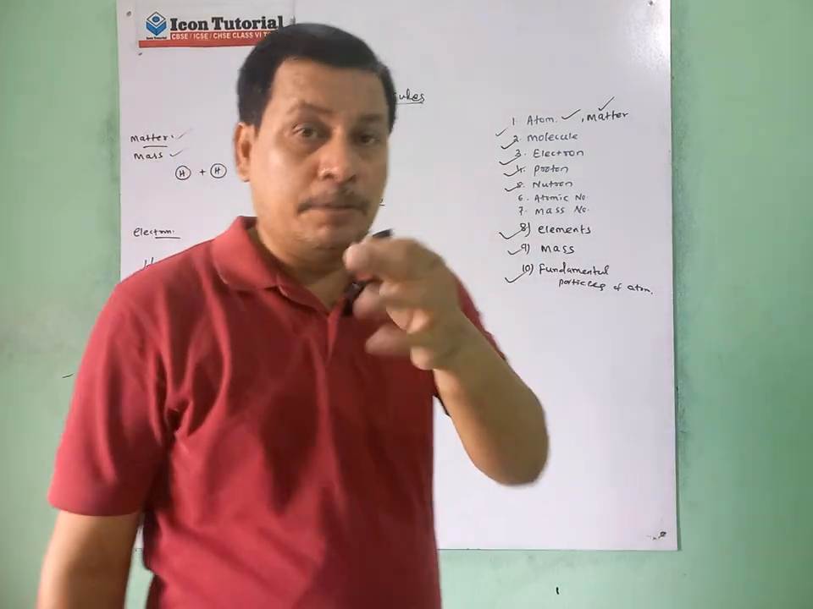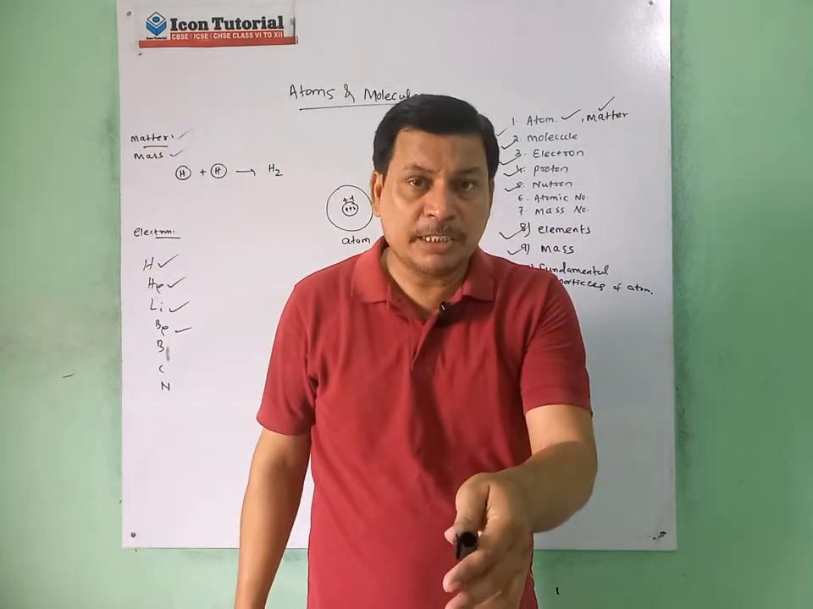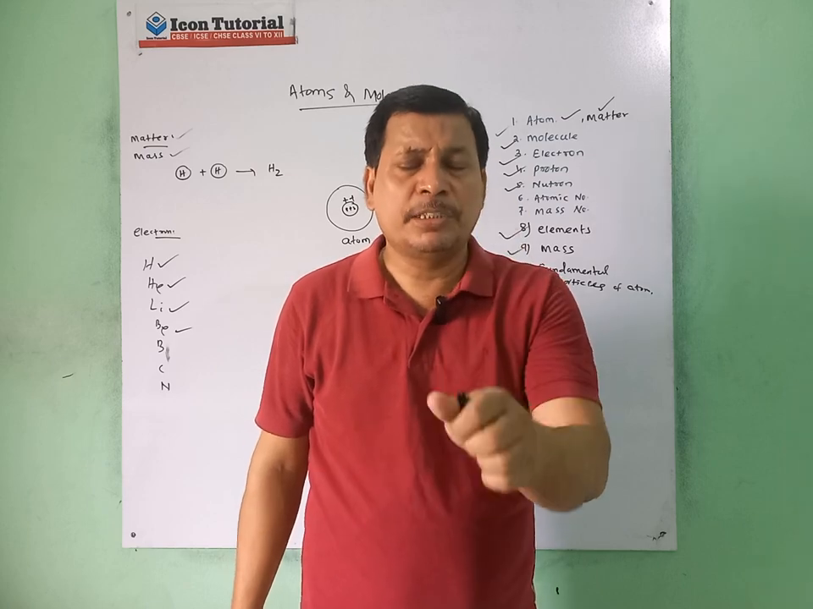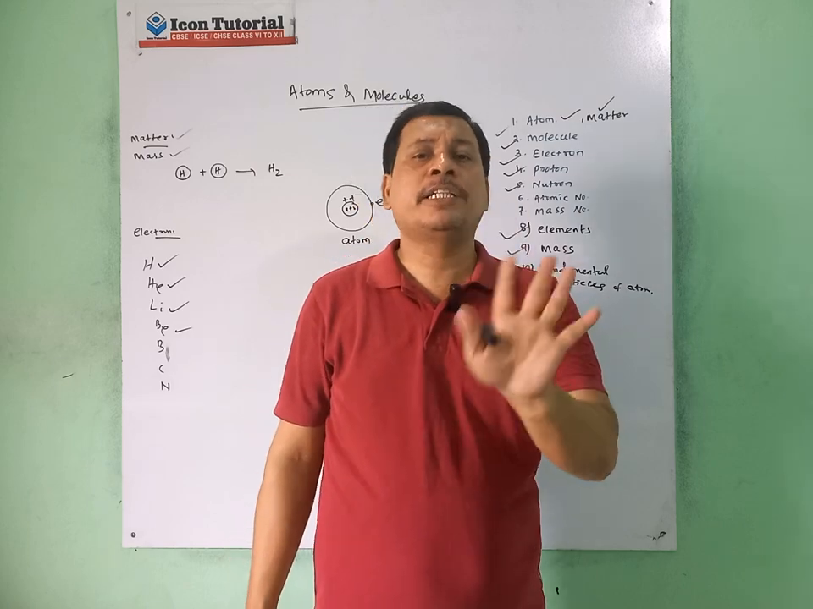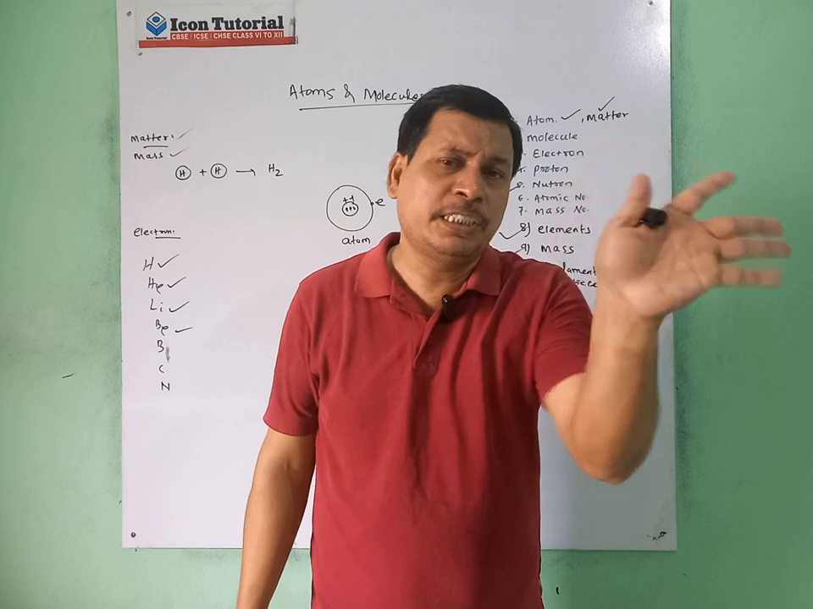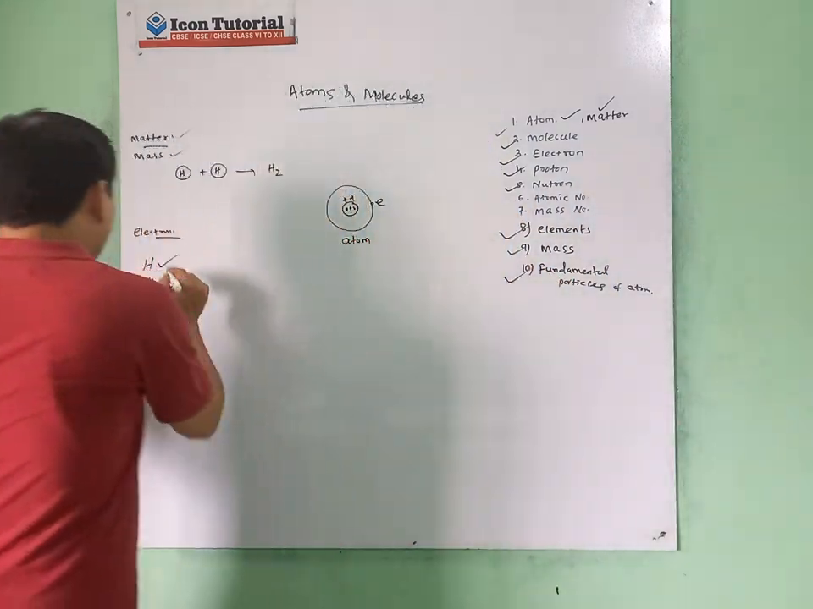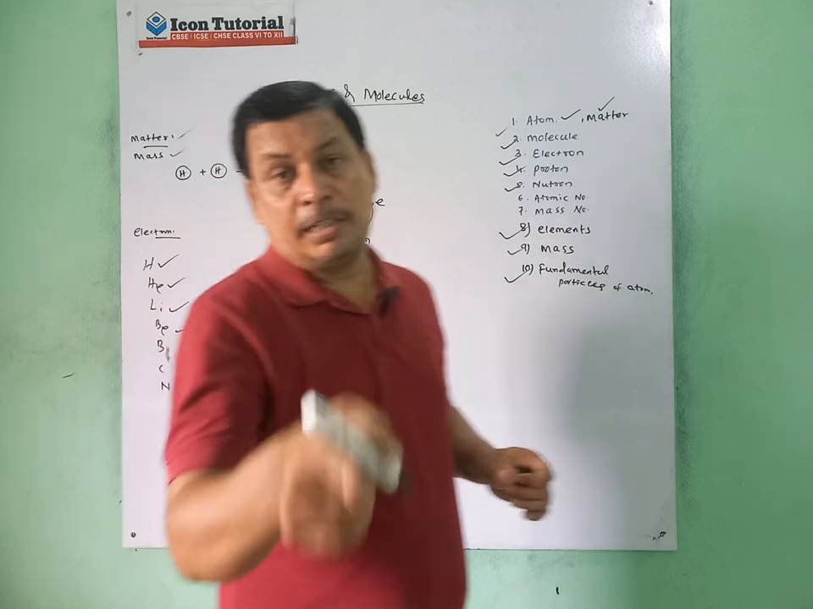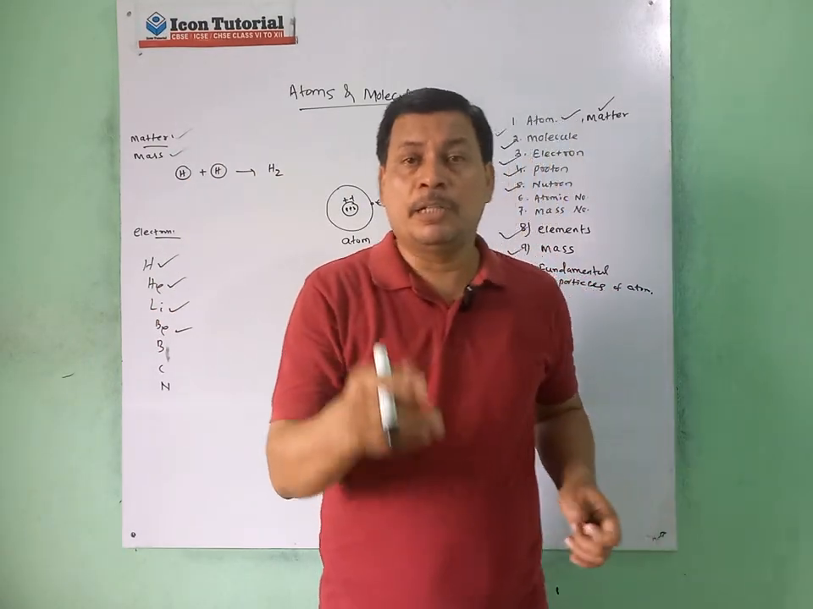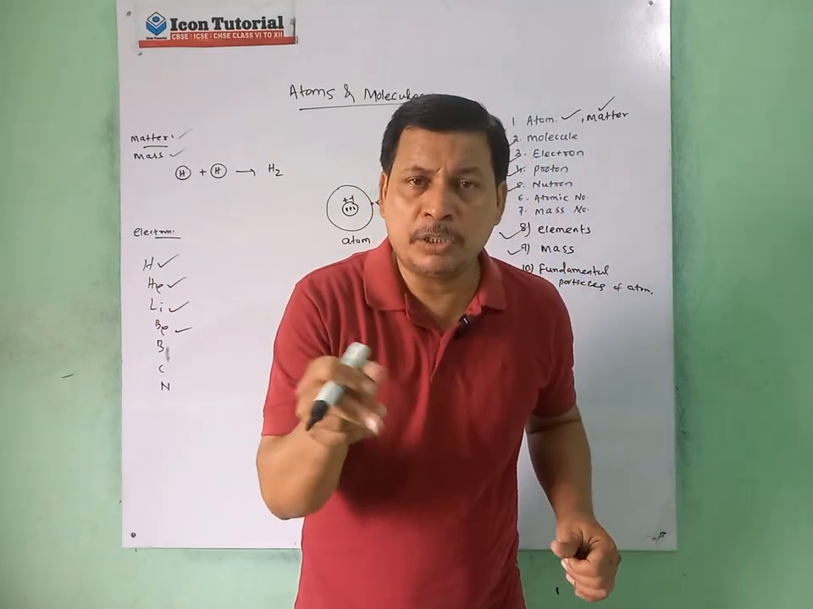So what is element? Write down. Element is the substance which is made up of same kind of atom. Only the same kind of atom, no other things are there. That substance is known as element. So element finished. Write down example: hydrogen, helium, lithium, beryllium, boron, carbon, like that.